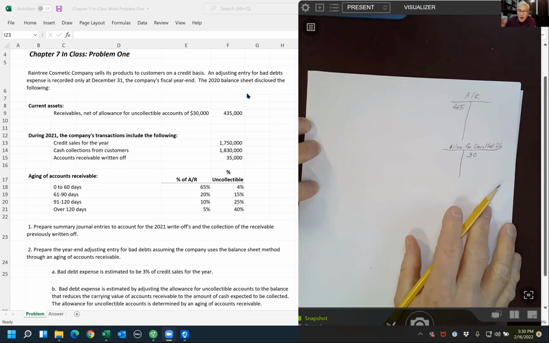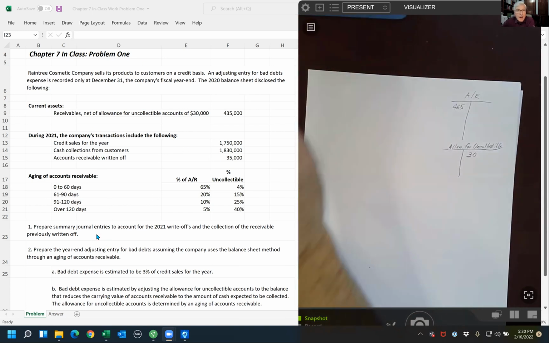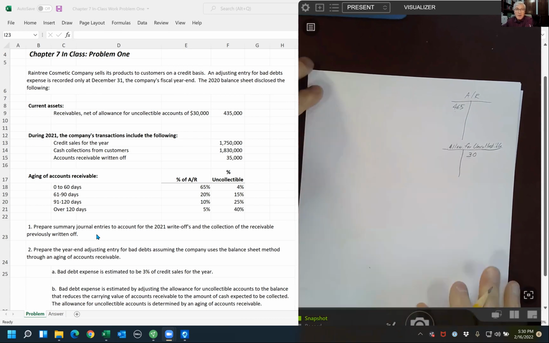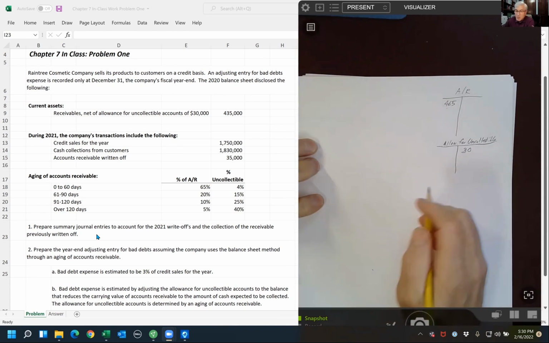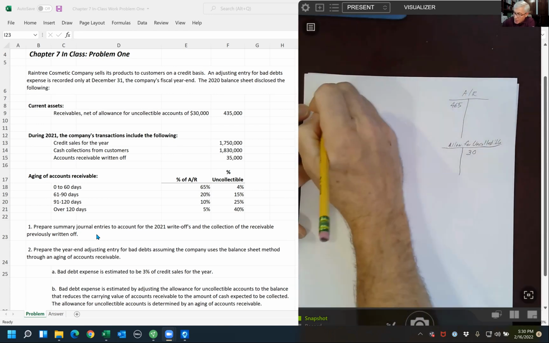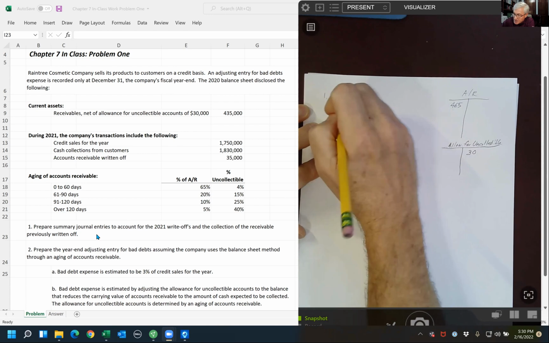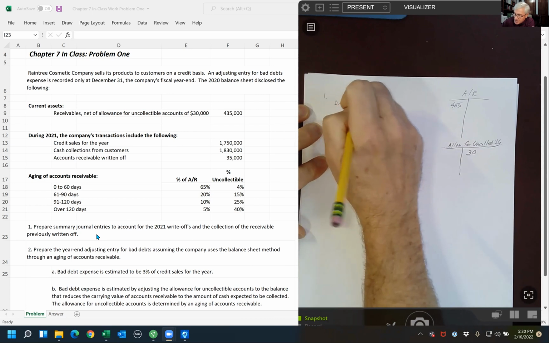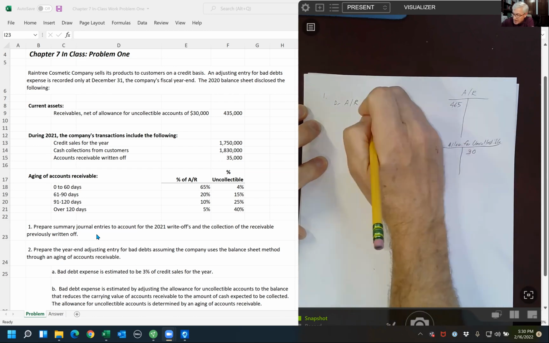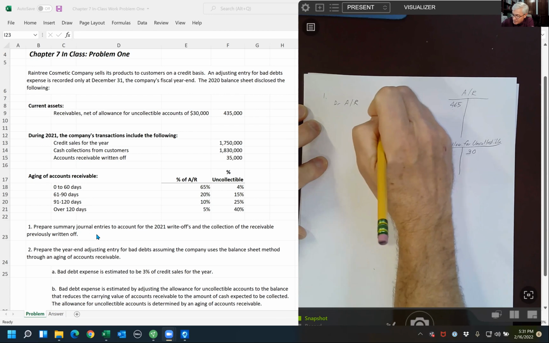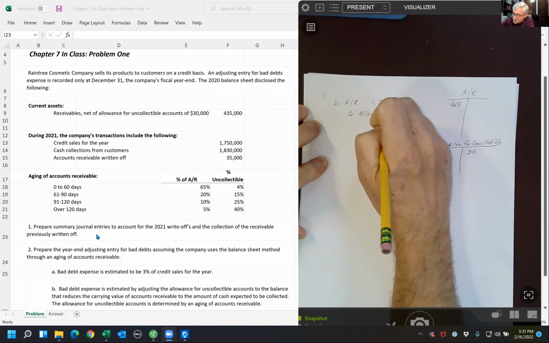So number one, I'm looking at what we need to do here. Here's all the data we need to use. Number one, we've got to prepare the journal entries for 2021, the write-offs and the collection of the receivables and all of that. So what are the journal entries we're going to do? Number one, we've got credit sales for the year of 1750. So we're going to debit accounts receivable. Again, I'm going to abbreviate that as A/R. That's how we do it in accounting. It's $1,750,000.